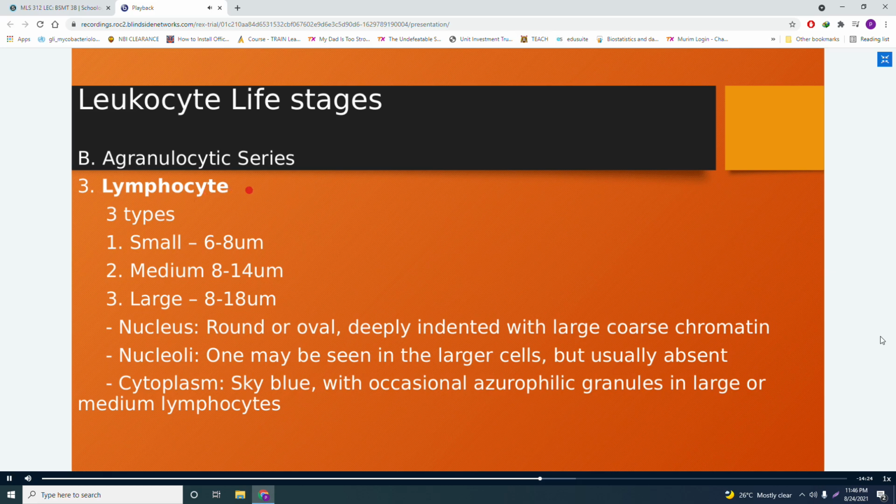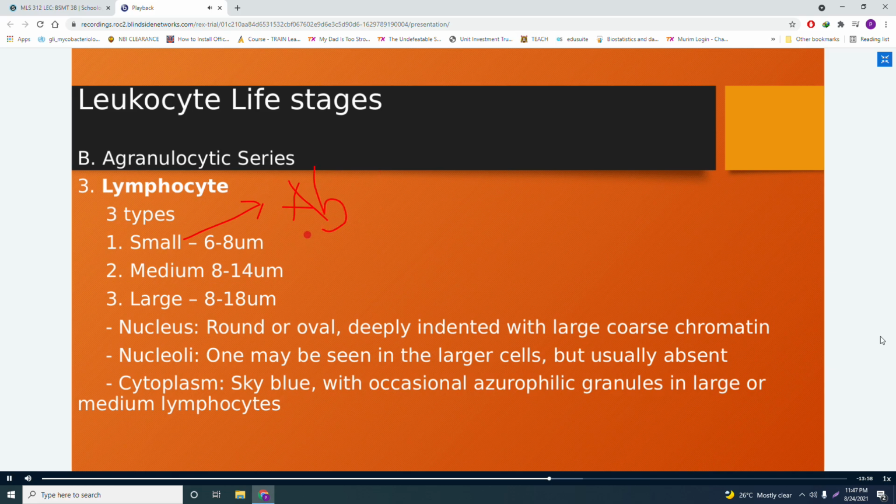Then we're finally to the last stage, the lymphocytes. Class, there are three types of lymphocyte. You have your small, your medium, and your large. Your small lymphocyte has a size of 6 to 8 micrometer. Class, small lymphocyte is the one responsible for the production of your antibodies.